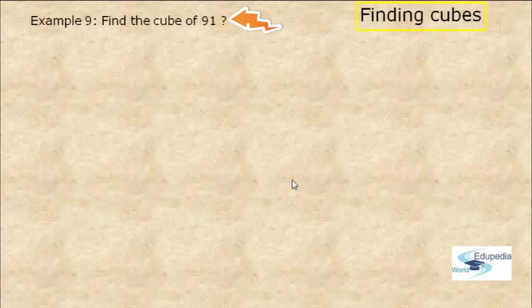Guys, in the last session we learned some examples regarding how to find cubes of a two-digit number by using Anurupiana Sutra. In this session, with regard to the same concept, we are going to look at some more examples. The example that I am going to take in this session is: find the cube of 91. In order to find the cube of 91, I am going to use Anurupiana Sutra, which is very useful in finding the cubes of a two-digit number.